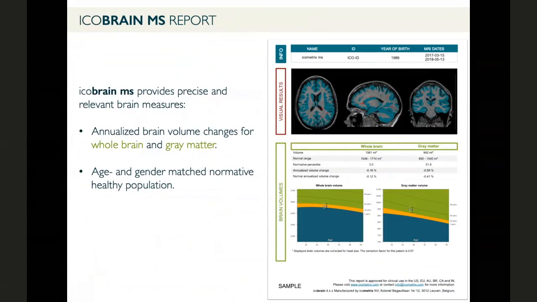We analyze these brain volume changes to make it easier to interpret, since not every patient gets a scan exactly 12 months apart. To help you really interpret what this atrophy means, we also report a normal annualized volume change, which actually reflects the volume change we would expect to see in a healthy person of the same age and same gender.